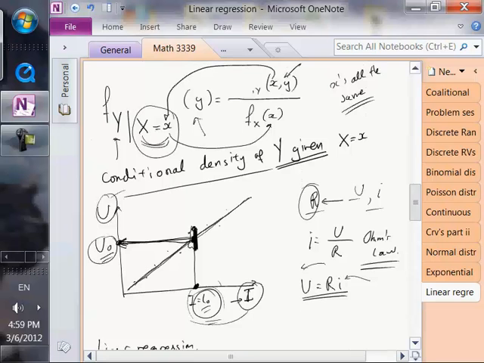Why do we call it regression? Because when you see the scatter plot, points go up, points go below the line. You regress to the line, because when you're above and you're pulled to the line, you regress to the line. Hence the name linear regression. Okay, that's all for two random variables.